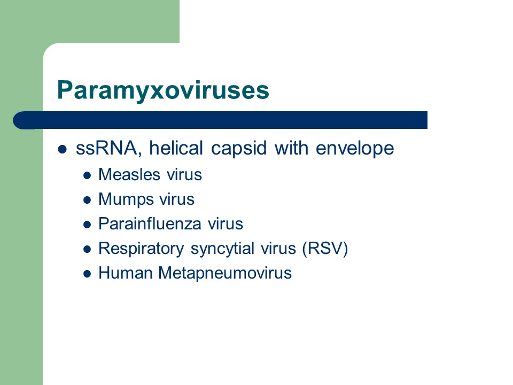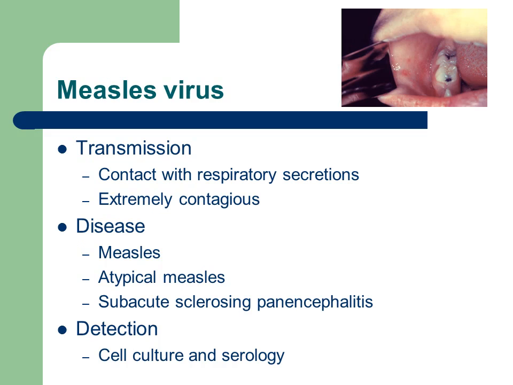Now, the paramyxoviruses are viruses such as measles, mumps, parainfluenza virus, RSV or respiratory syncytial virus, and human metapneumovirus. So we'll start out by talking about measles. Transmission is through respiratory secretions. It's very, very contagious. There is a vaccine. The MMR is a measles, mumps, and rubella vaccine, 3 different viruses.